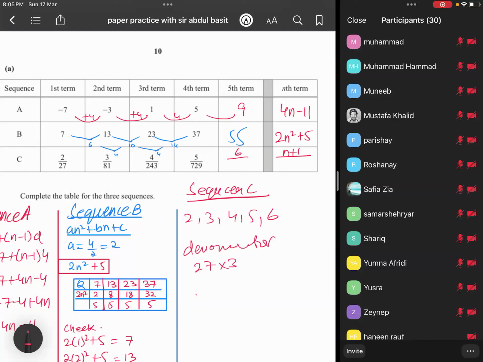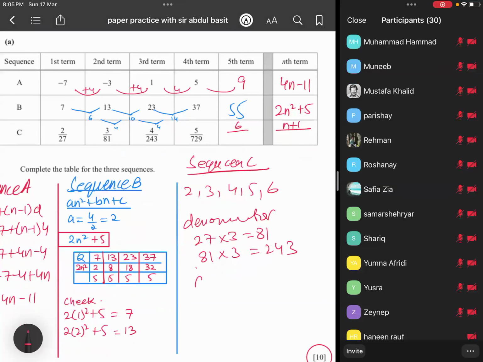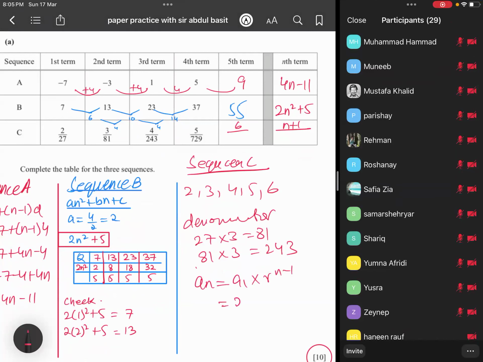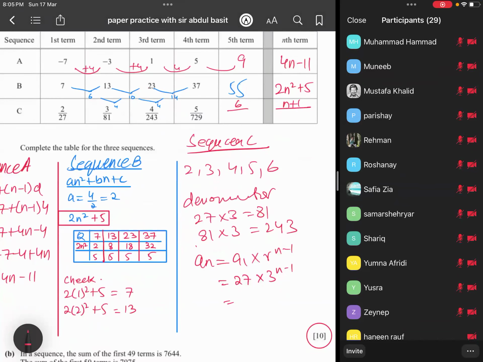27 multiplied by 3 is 81. 81 multiplied by 3 is 243. This is a geometric sequence. a_n is equal to a1 times r to the power n minus 1. a1 is 27. r, the common ratio, is 3, to the power n minus 1. We know that 27 is 3 to the power 3.